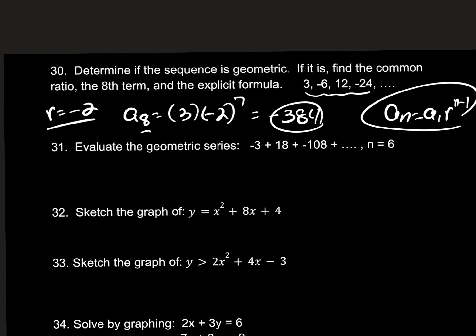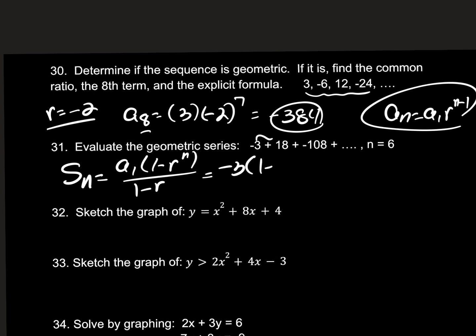Evaluate the geometric series. Okay, this is a pretty good doozy right here. So the formula looks like this: A1 times 1 minus r to the n power, over 1 minus r. So I'm just going to put the numbers in. The first term is negative 3. For r, you can tell they're multiplying by negative 6. I'm doing negative 6 to the 6th power because it tells you what n is, all over 1 minus negative 6.